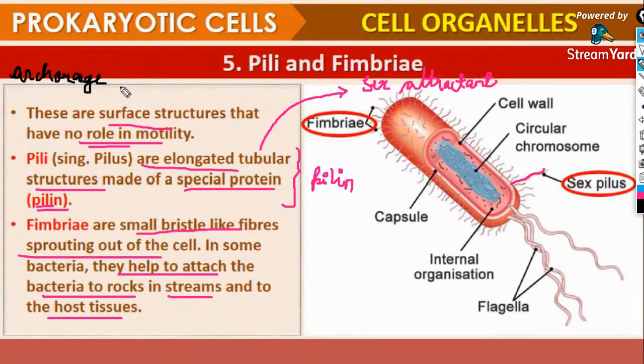And what is this anchorage? It helps to attach to rocks. For example, if a bacterium is found on a rock, we can say it is attached to the rock with the help of these small bristle-like fibers called fimbriae. And when it has to attach to a host tissue, fimbriae come into help. That's about pili and fimbriae.